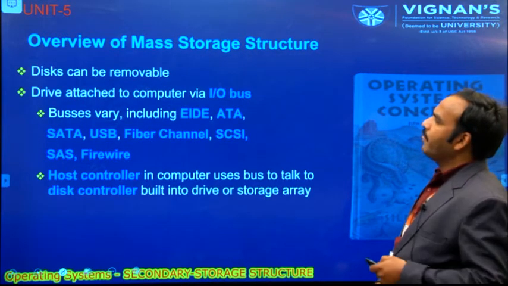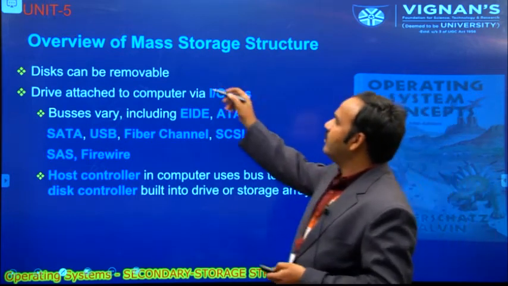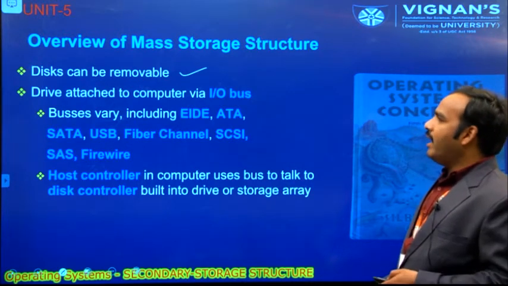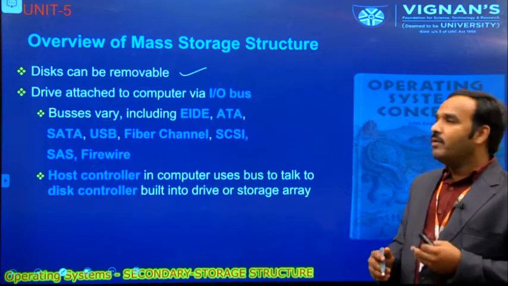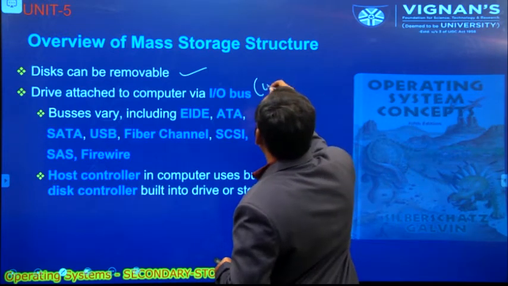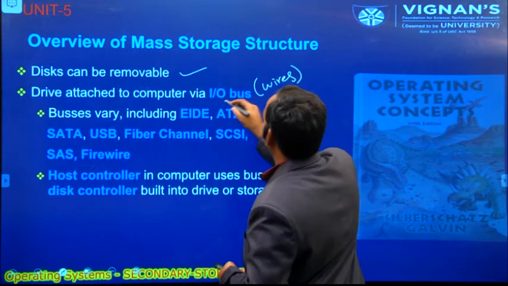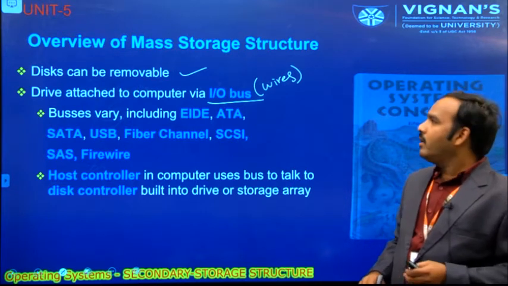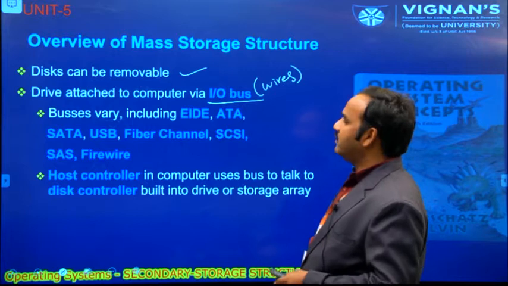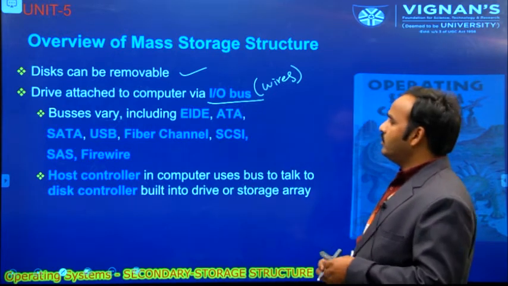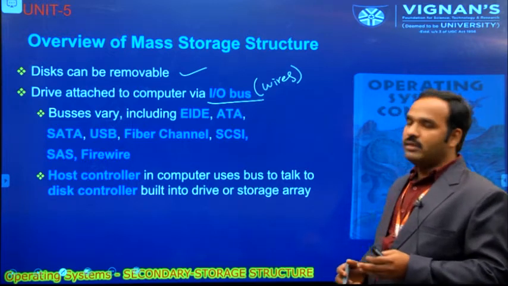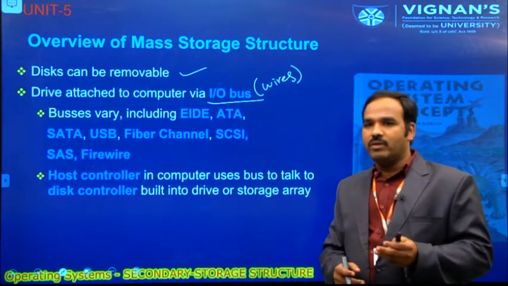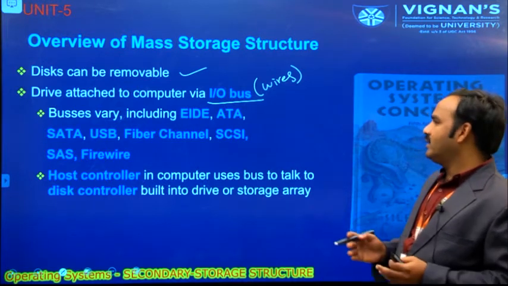And coming to that, a disk can be removable. It can be removed and you can attach another one. And next, every disk is connected to the computer physically with some wires. Those wires are called the input and output bus. There are various buses available, and you all studied these different types of buses in computer organization, like the data bus, and how the components are connected.